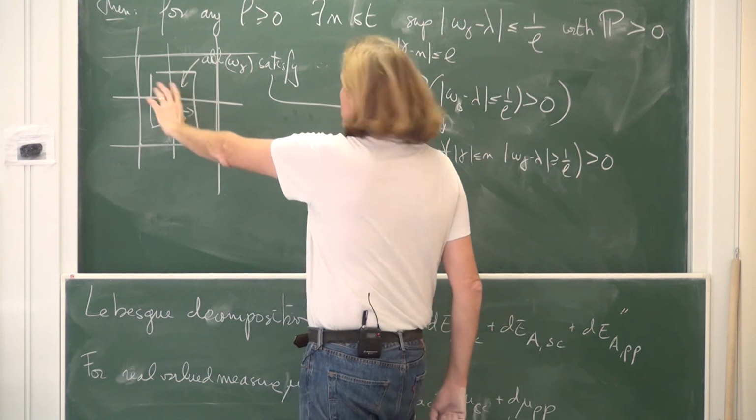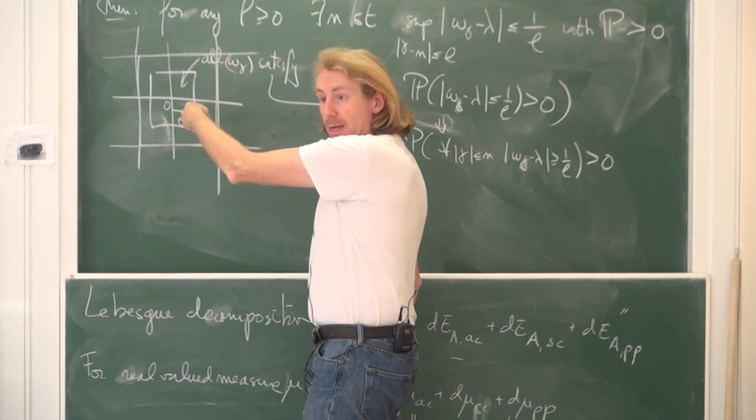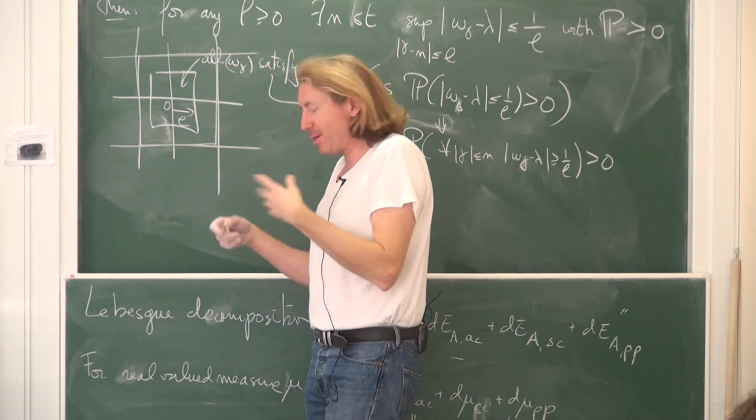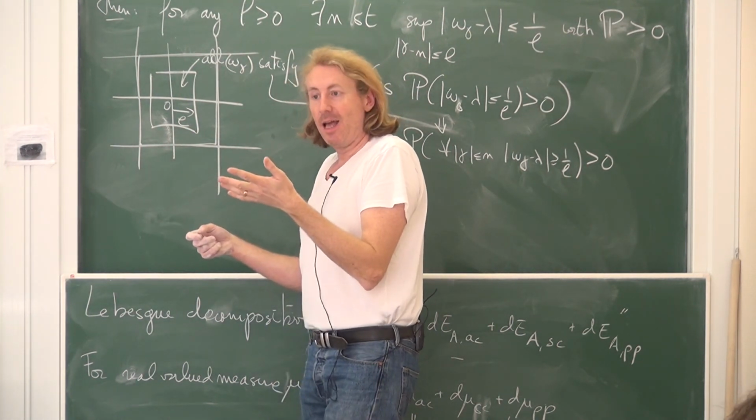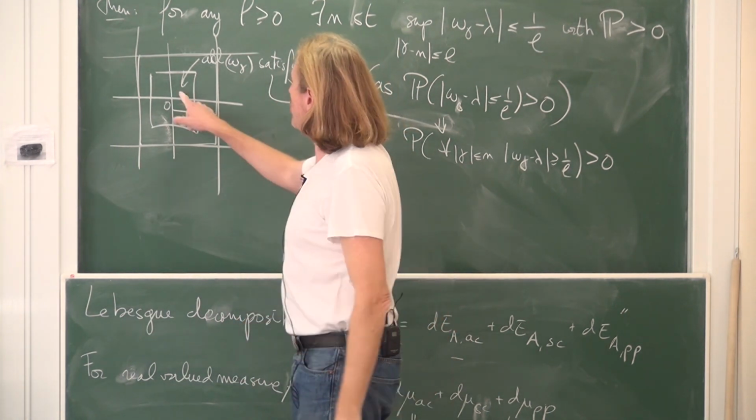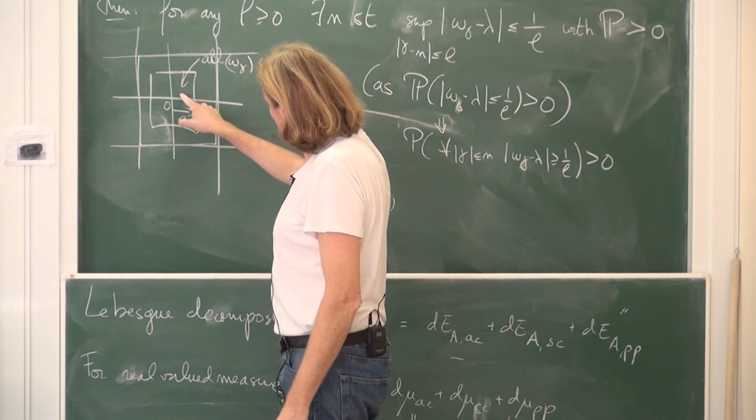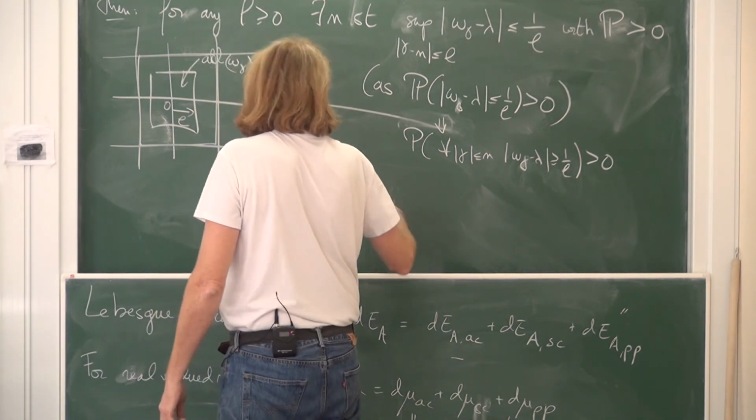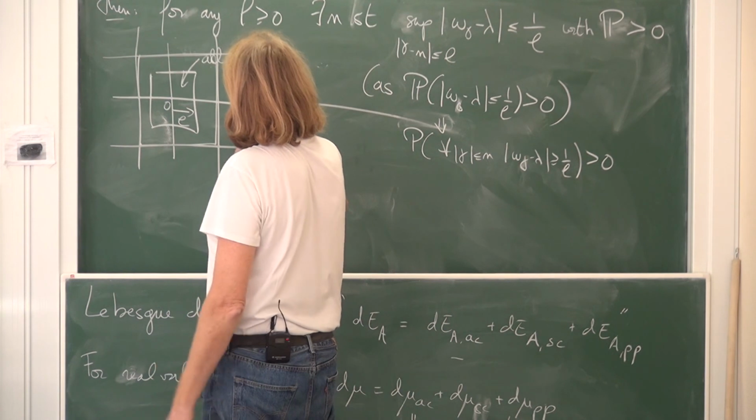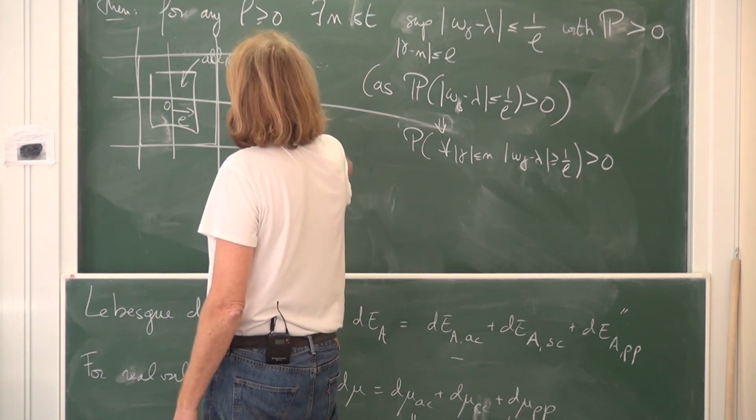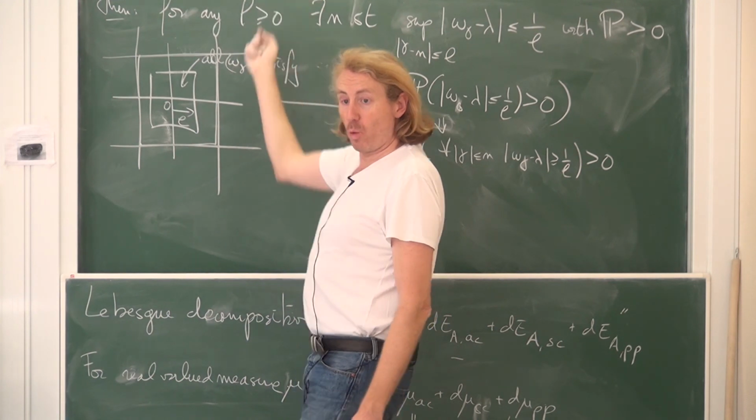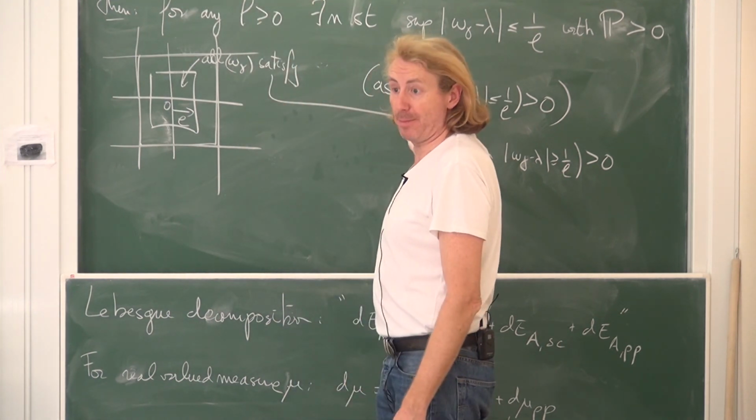And using ergodicity, you know that this event, which has a positive probability, just using ergodicity, shows you that there actually exist infinitely many of these cubes where this event is going to happen.